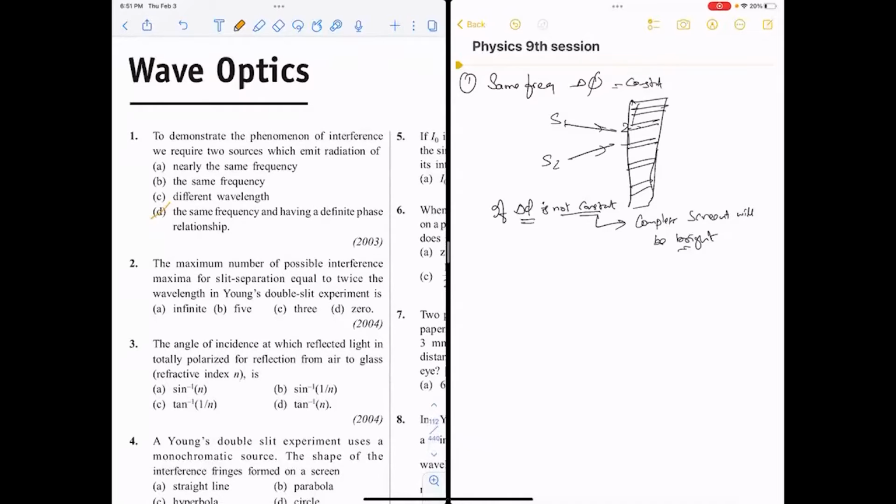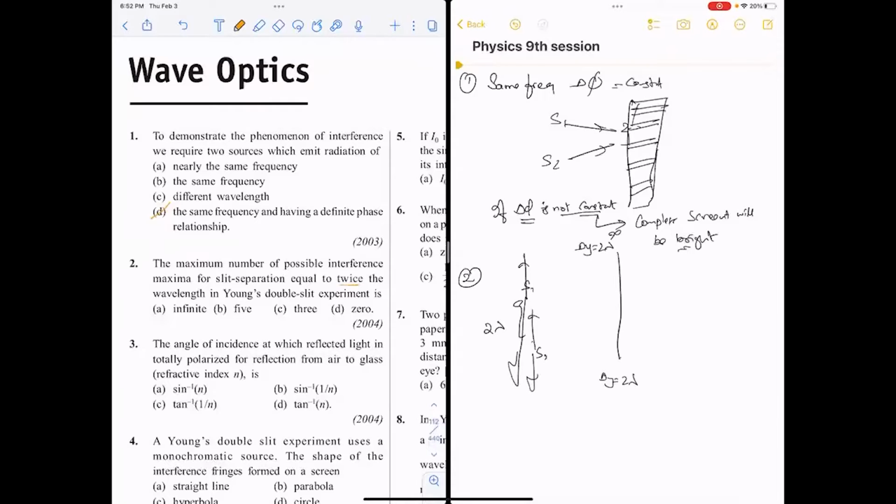The maximum number of possible interference maxima for slit separation equal to twice the wavelength in Young's double slit experiment is. So what is it trying to tell? We have two sources S1, S2, and the slit separation is equal to twice lambda. So the distance is 2 lambda. When you have a screen like this and go to infinity, one ray goes this way, the other goes this way. What is the path difference here? 2 lambda. If you go down, the path difference is again 2 lambda. Am I right or not?